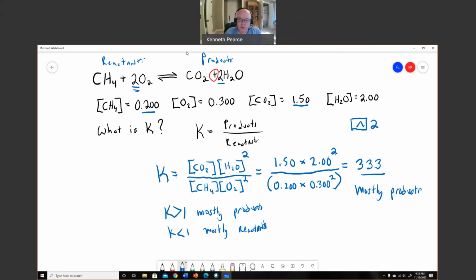So make sure you know how to use your calculator. Setting up the K, as long as you have the balanced equation, you can set up the equilibrium expression. And then it's a matter of just plugging in the numbers that are given to you to get the K as your final answer. And then you should be able to say, well, what does that K mean? If I have a K that's bigger than 1, then I know that it's going to be mostly products.